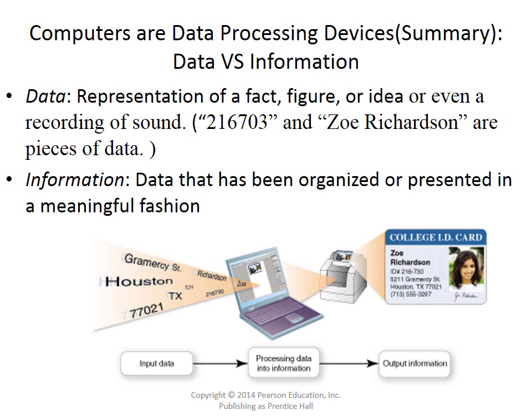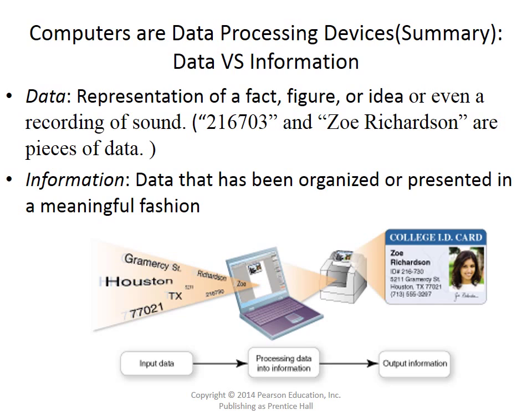4 functions of computer are input, processing, output, and storage. We input data and use computer to produce information. Computers are data processing devices. Data is a representation of a fact, figure, or idea. Information is data that has been organized or presented in a meaningful fashion.